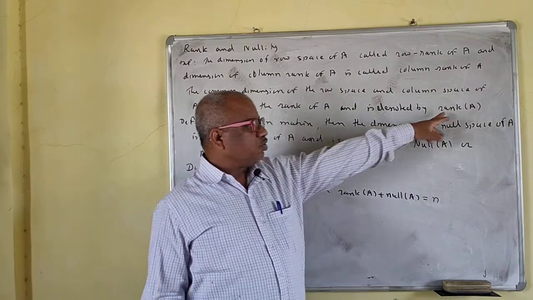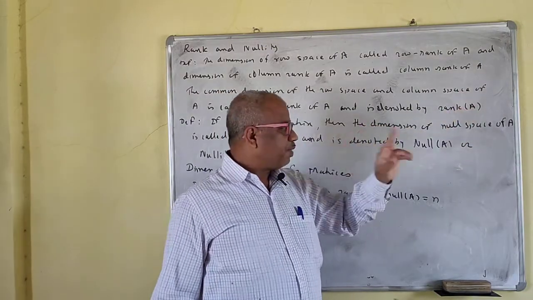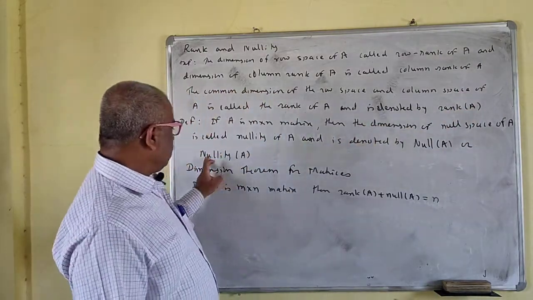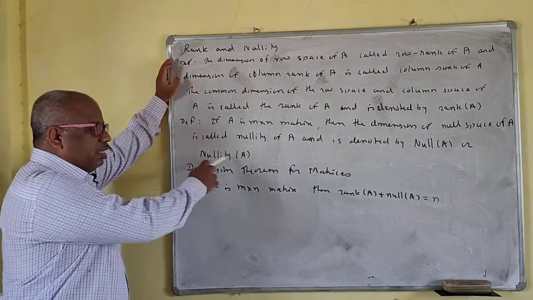The rank of A is denoted by this; this is read as the rank of A. This is read as the nullity of A.